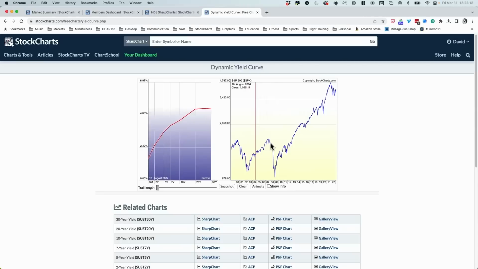This is using weekly data going way back for years and years, and you can see what the yield curve looked like. A normal yield curve looks kind of like it did in mid-2021, where the short end is very low, the long end is very high. That is a normal yield curve. What we see right now is an inverted yield curve, where the short end is higher than the long end.